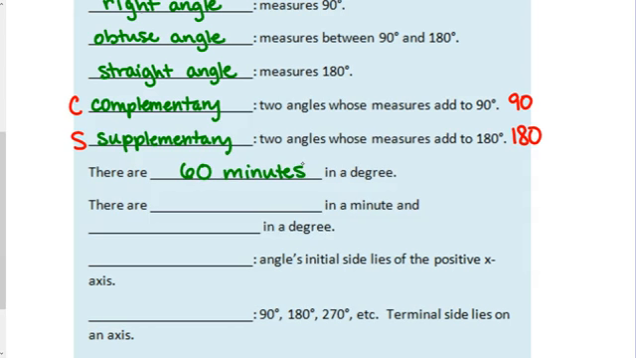You can also break a minute down into 60 equal parts called, can you guess? 60 equal parts to make up a minute? Yep, they're called seconds. There are 60 seconds in a minute, and therefore, there would be 3,600 seconds in a degree.